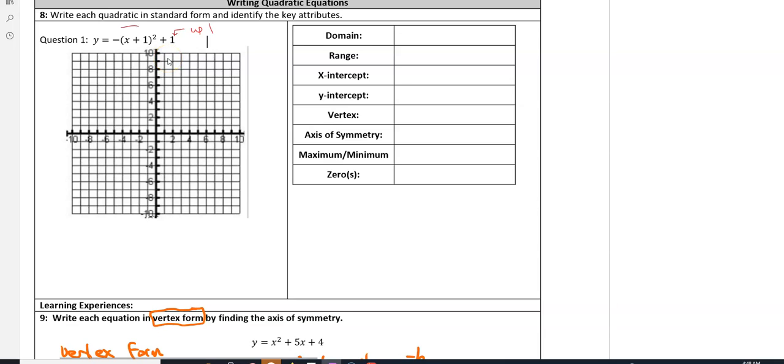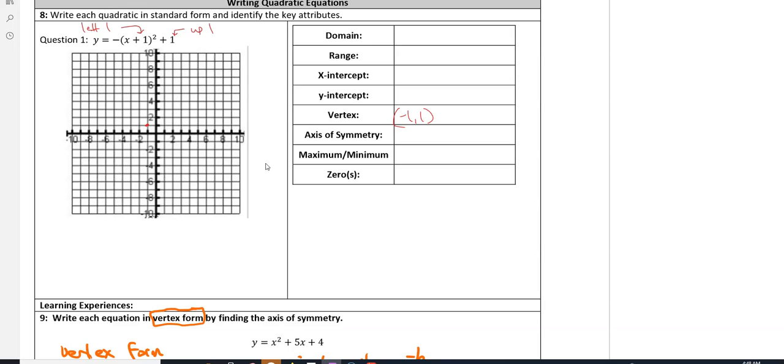This number on the inside is going to make me go left 1, because remember, +1 means you went to the left 1. So go up 1 and to the left 1 and make your point. Start at the origin and go up 1 and to the left 1, and you have your vertex right there. Your vertex is at -1, 1, right? Vertex is at -1, 1.